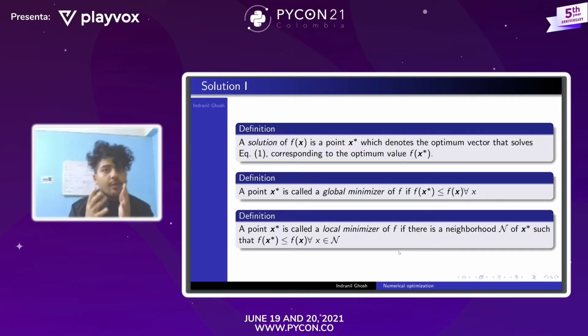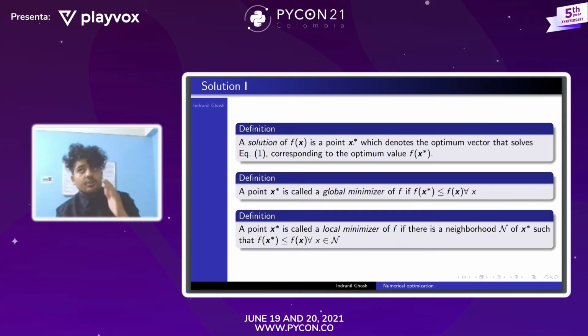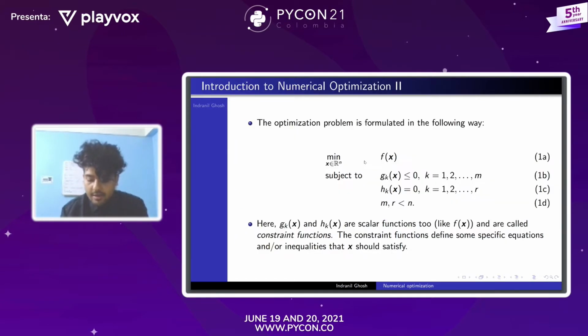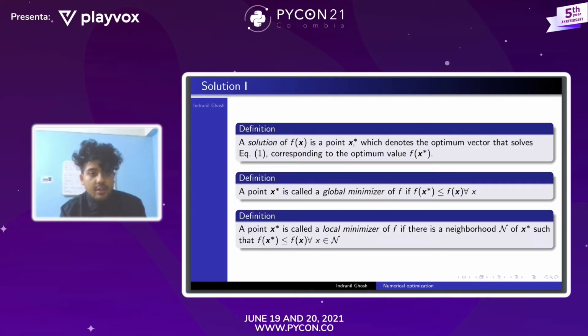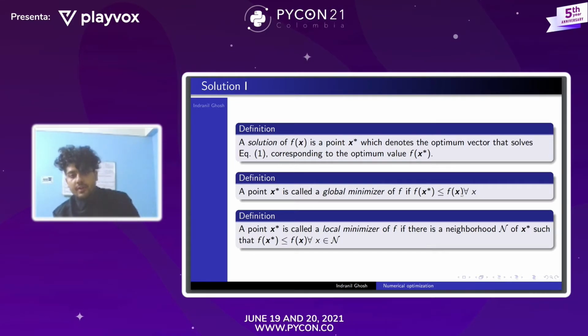So now what's a solution? A solution of f of x is a point, the point x star, which denotes the optimum vector, that solves our equation 1. At the point x star, we have the optimum value of f of x. And now, what's a global minimizer? A point x star is called a global minimizer of f if f of x star is less than or equal to f of x for all possible values of x.